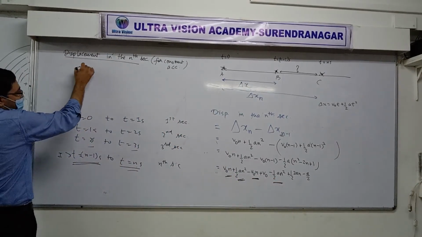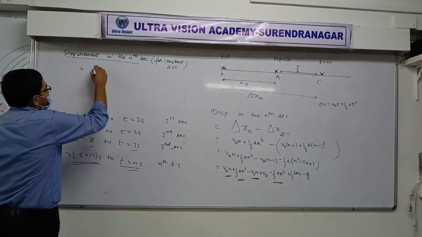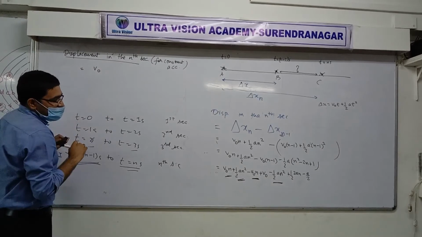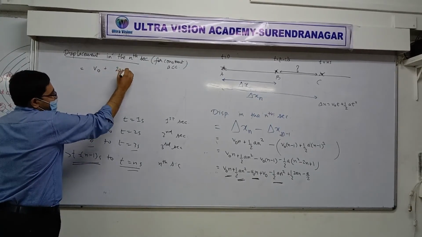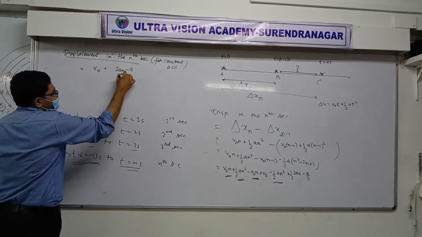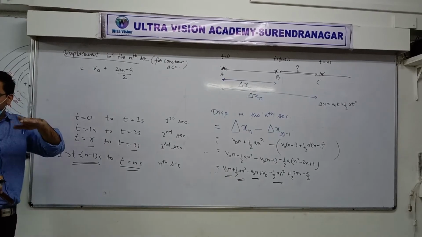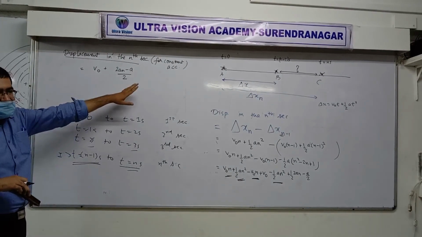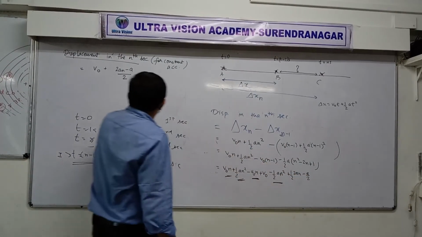So this is continued as displacement in the nth second as what? v0 plus 2an minus a by 2. Is it written like this? Did you understand? The denominator 2 is written together. Clear? 2an minus a upon 2.